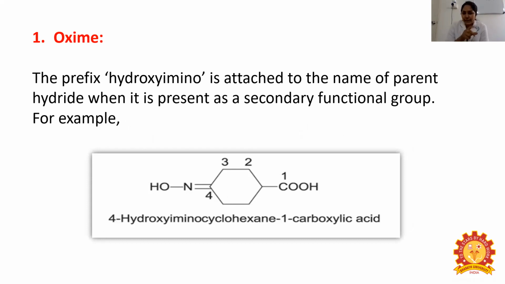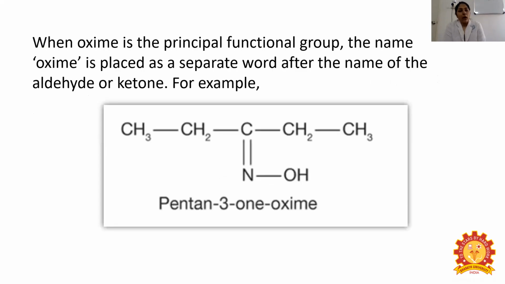So it is a cyclohexane. It is attached to the cyclohexane, which is the main compound. So 4-hydroxyiminocyclohexane-1-carboxylic acid. When oxime is the principal functional group, the name oxime is placed as a separate word after the name of the aldehyde or ketone. For example, pentan-3-one oxime. That's what I said: nitrogen attached to the hydroxy group is said to be the oxime. It is considered as the principal functional group.